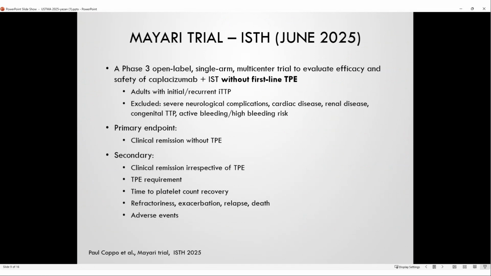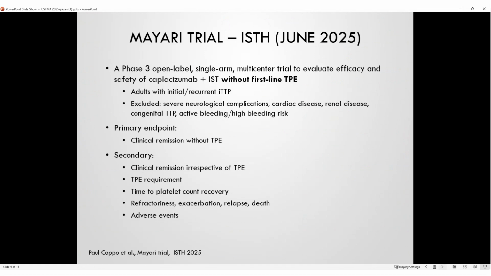In that study, adults with initial or recurrent TTP were included, but those with severe end organ complications, such as severe cardiac complications or neurologic complications or renal disease, were not included, or those who were bleeding. The primary endpoint was achieving clinical remission without plasma exchange. And then secondary endpoints that were evaluated included clinical remission with or without TPE, how many people required TPE, the time to platelet recovery, refractoriness, exacerbations, relapse, death, and adverse events.